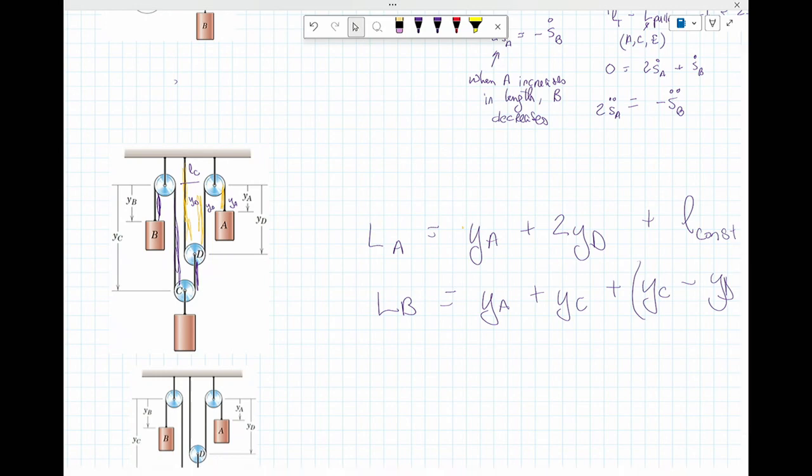The next one, the lines in purple, it's not yA, it's yB there. I have yB plus yC plus yC minus yD. And that's how I bridge between pulleys.